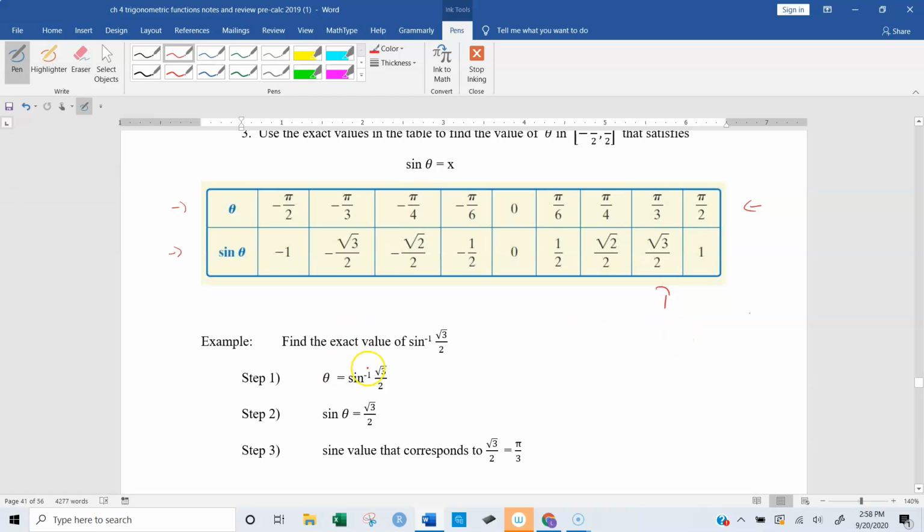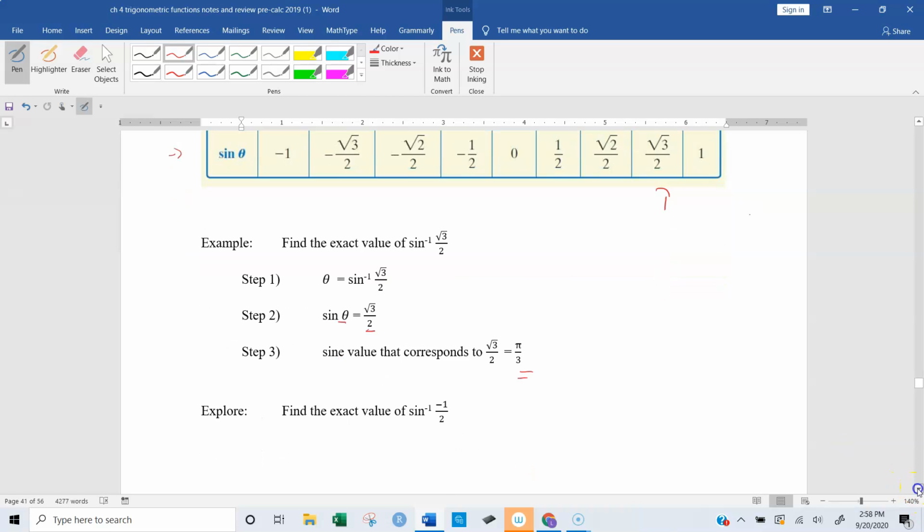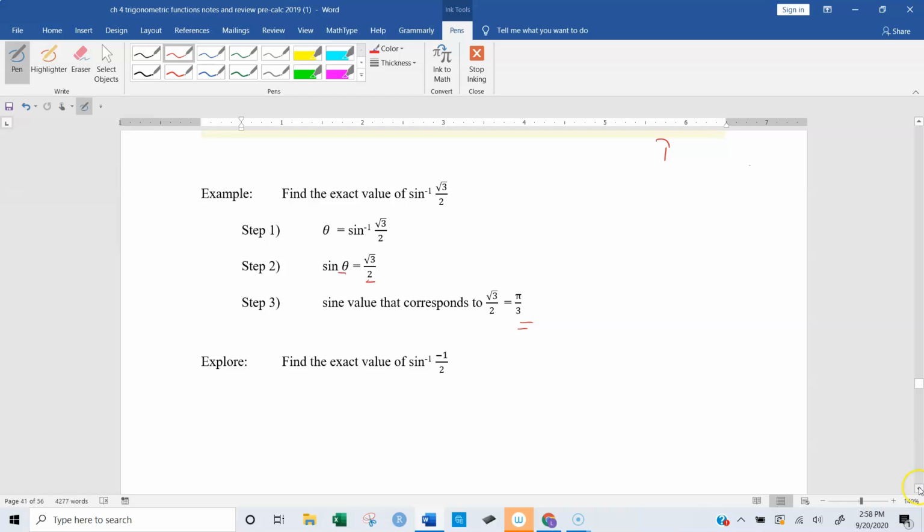So that means the inverse sine of the square root of 3 over 2 is pi over 3. We're thinking backwards. What angle gives me square root of 3 over 2? And the angle is pi over 3, or your 60-degree angle. That's what you're finding, your angle. So you're using your unit circle again, just in reverse. Okay, pause and do yours.